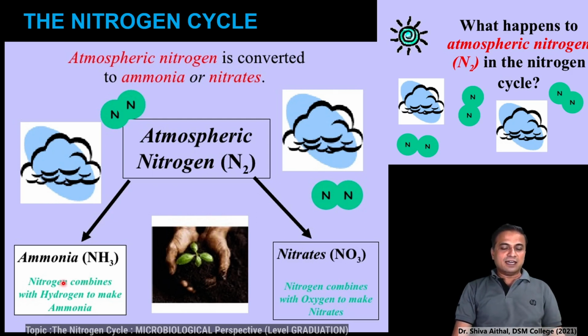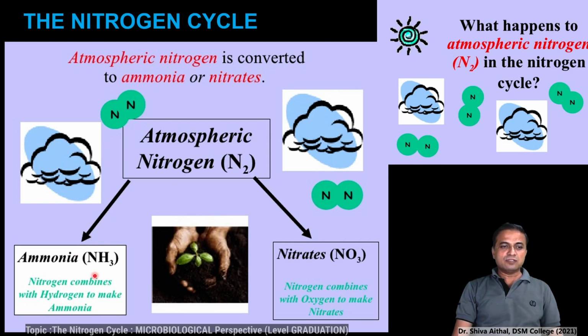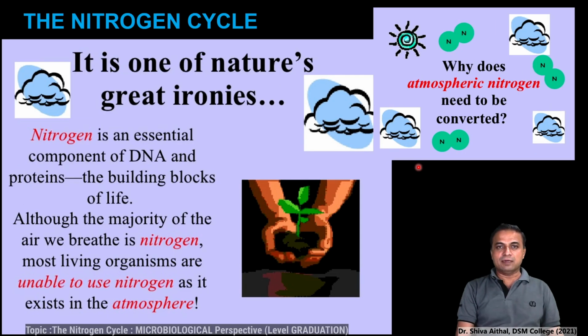The atmospheric nitrogen is converted into ammonia. Nitrogen combines with hydrogen or oxygen. When it combines with hydrogen, it forms ammonia. When it combines with oxygen, it forms nitrites and nitrates. There is a specific group of bacteria associated with it. We will see them one by one.